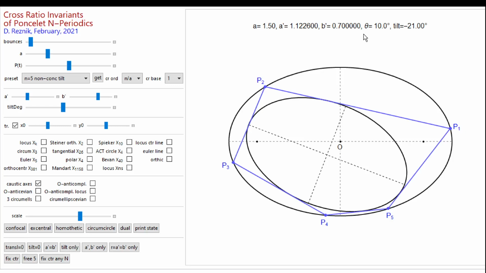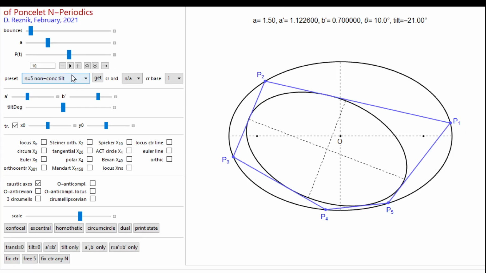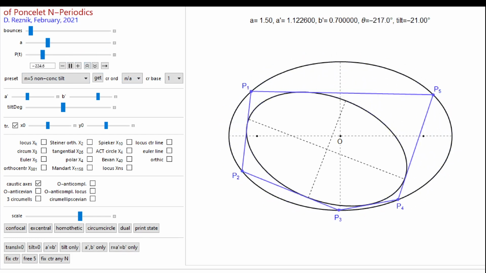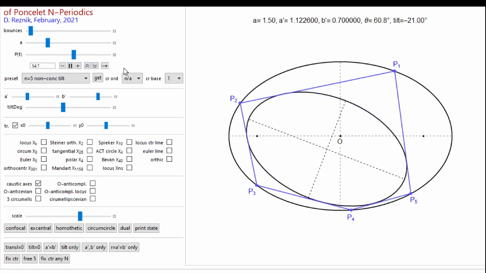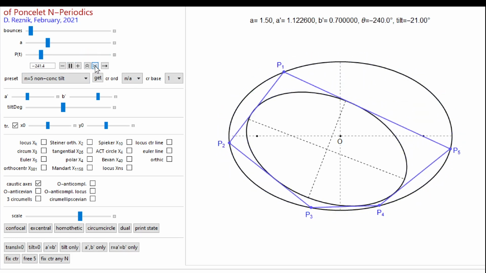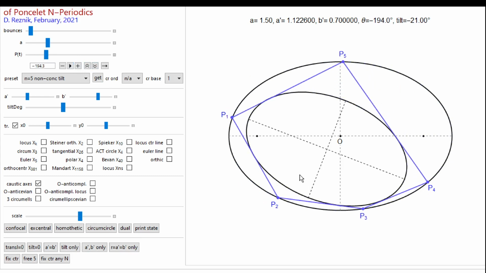Okay, so here's a family of 5 periodic polygons, Poncelet polygons, inscribed between two non-concentric ellipses, which are not axis aligned. So you can see here that the caustic inner ellipse is non-concentric. Its center is right here, the center of the outer ellipse is right here, and its axes are obviously tilted with respect to the axes of the outer one.